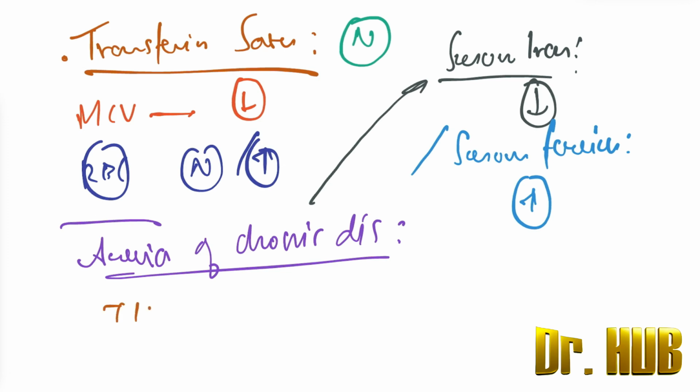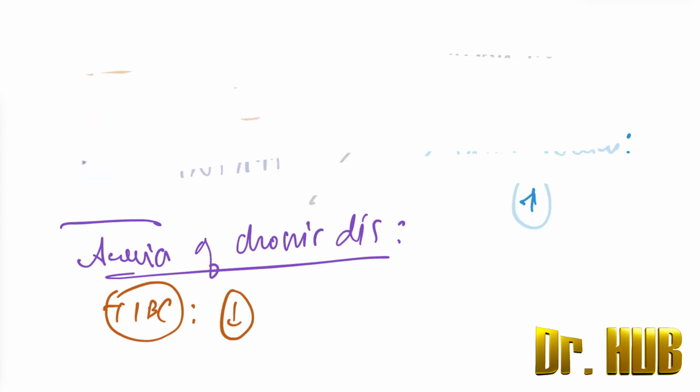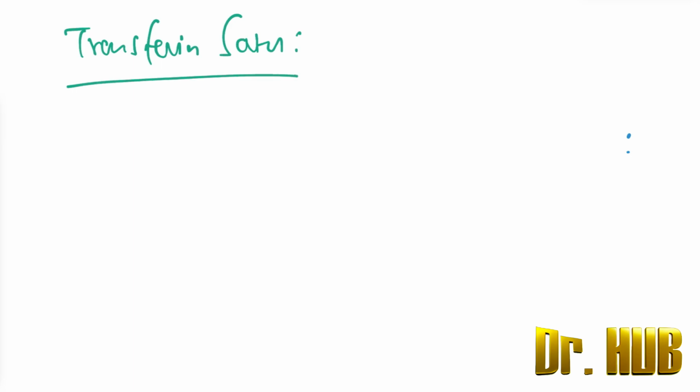Then comes the TIBC. TIBC is going to be decreased here, whereas in terms of the iron deficiency anemia it was increased, and when we look at the alpha and beta thalassemia it was normal. Then after TIBC we will be looking at the transferrin saturation. It is normal or it is decreased.